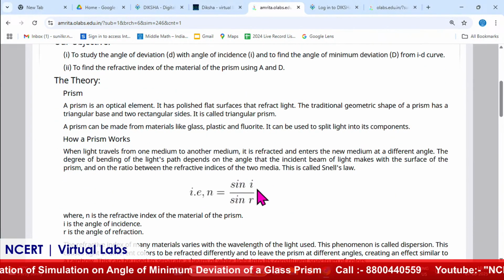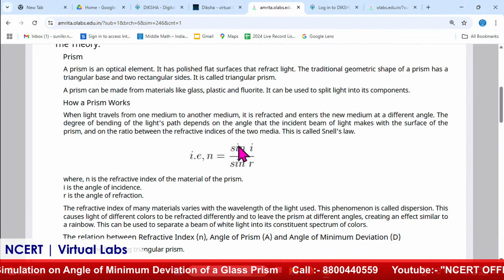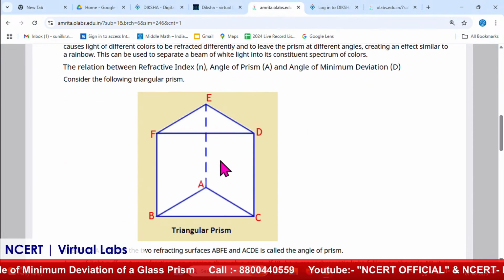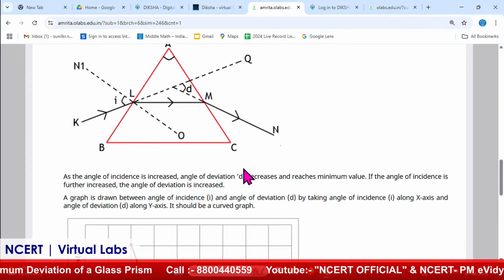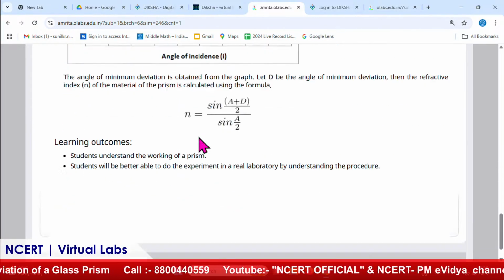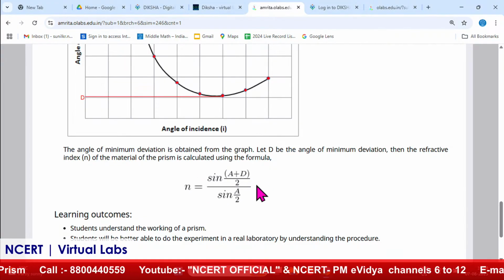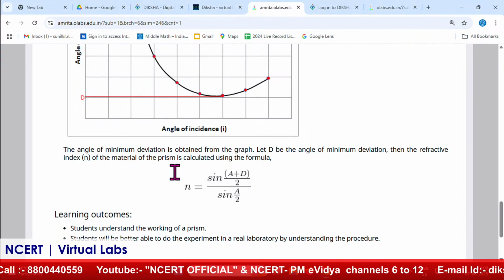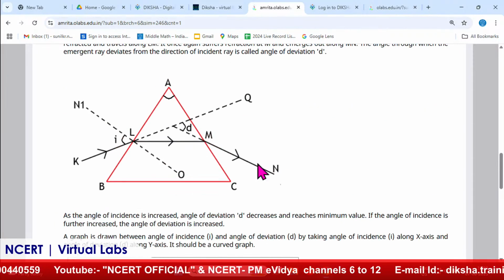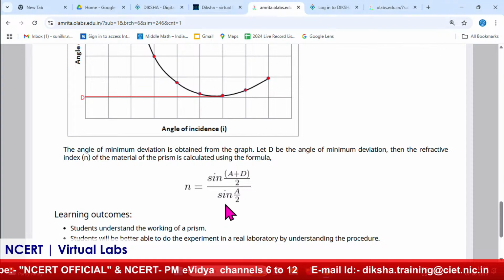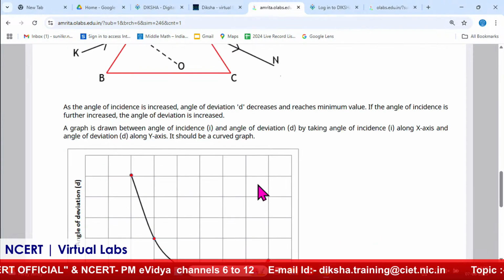So, A is taken as 60 degrees, and using the law of refraction n equals sin i upon sin r, we will derive one equation for this refractive index, which comes out to be n equals sin of (A plus D) upon 2, upon sin of A upon 2. So, we can easily derive this expression from the geometry, and using this expression we can calculate the refractive index.